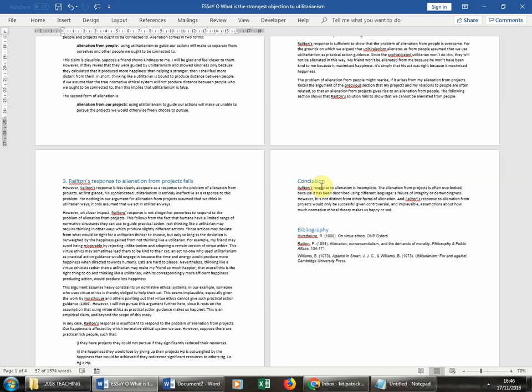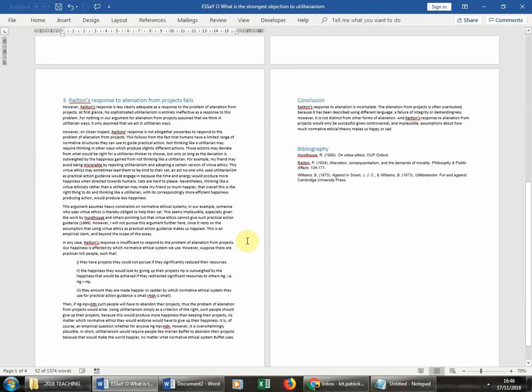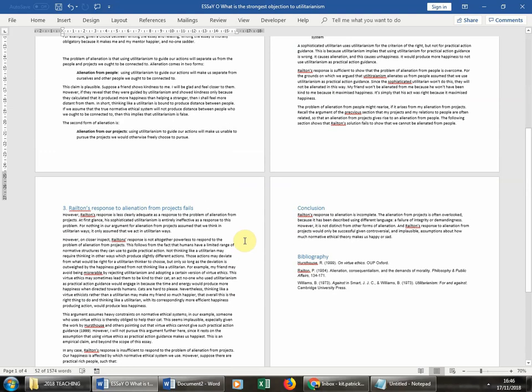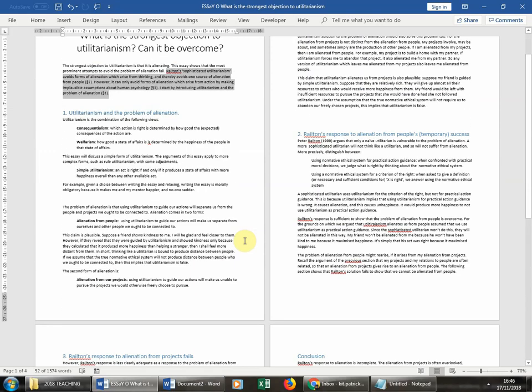There's originality, and the originality is showing mastery, showing that the student really has a very firm grasp of what Railton's point is and what utilitarianism is. The structure's clear, the writing's clear. This is an outstanding essay.